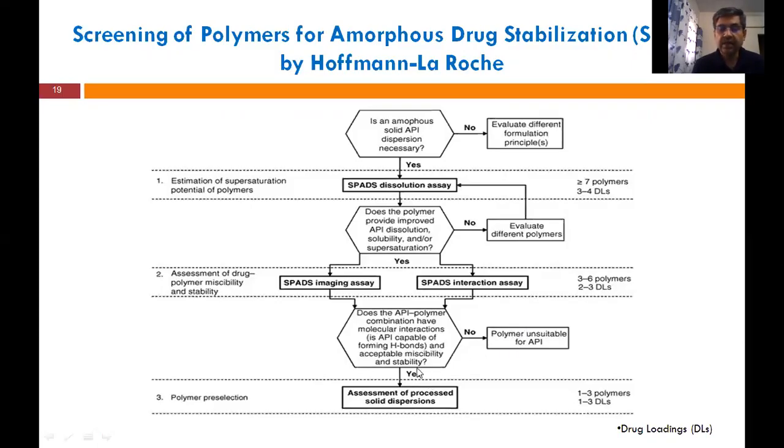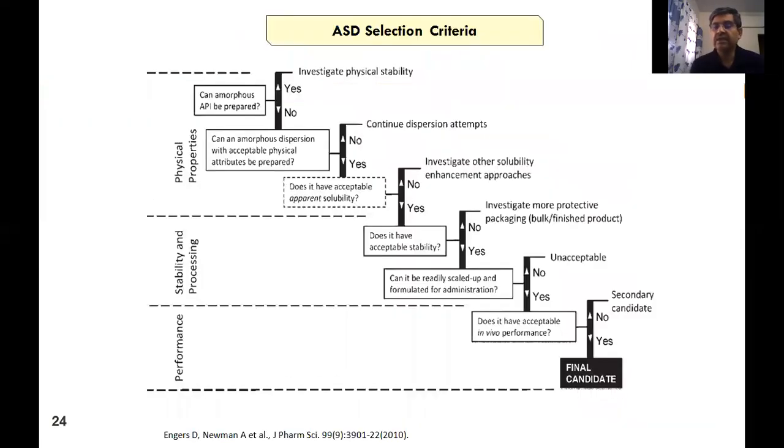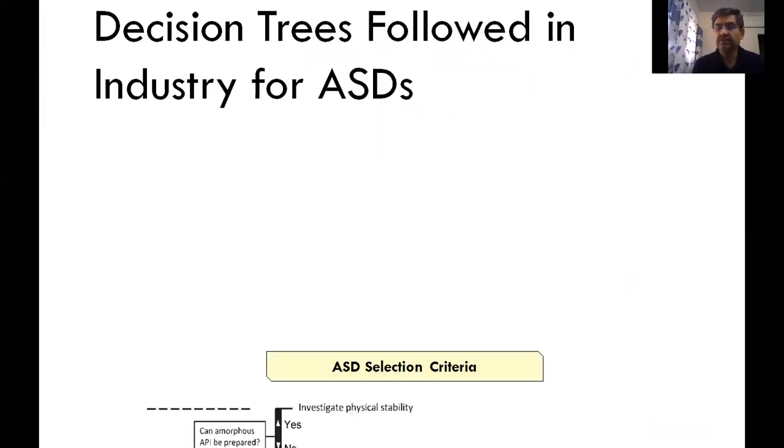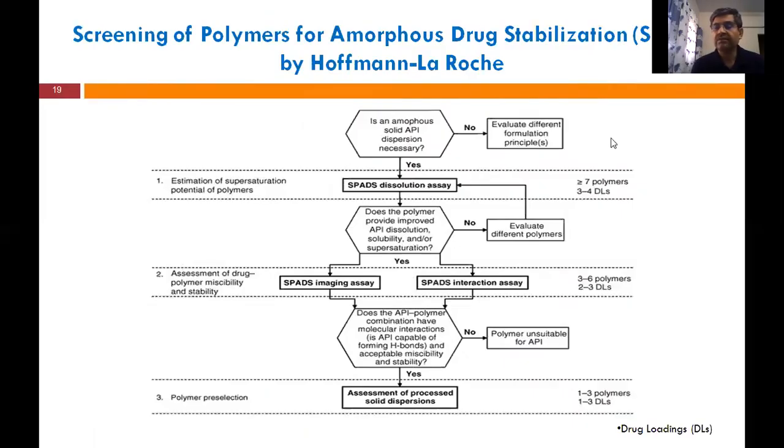And if the answer to that is yes, then assessment of process solid dispersion is taken forward. And in this case, you are going to narrow down to 1 to 3 polymers at 1 to 3 drug loadings. So you can see that we started with more than 7 polymers initially and 3 to 4 drug loadings, and we have sequentially reduced the number of polymers and the drug loading to reach the optimal polymer and the optimal drug loading.